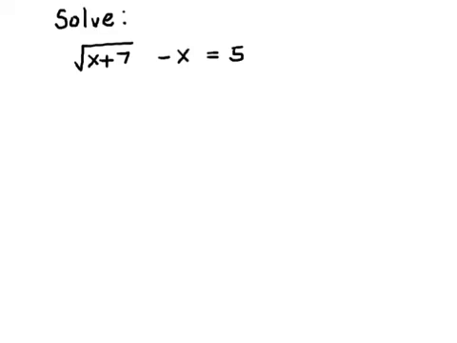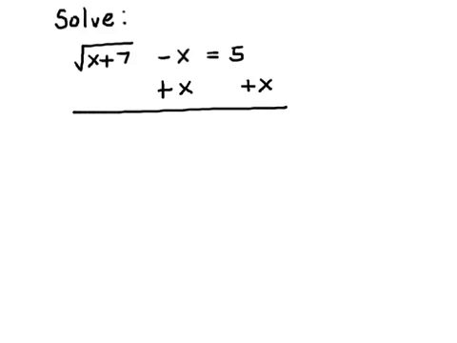Let us solve this radical equation: square root of x plus 7 minus x equals 5. To solve this radical equation, follow this process. Keep only the radical expression on one side and take all other terms to the other side. To do that here, we add x to both sides of the equation.